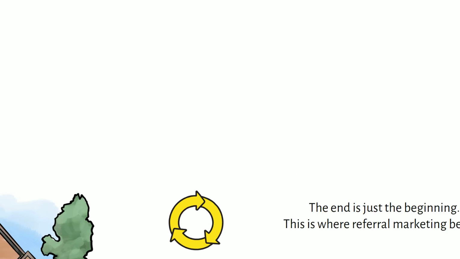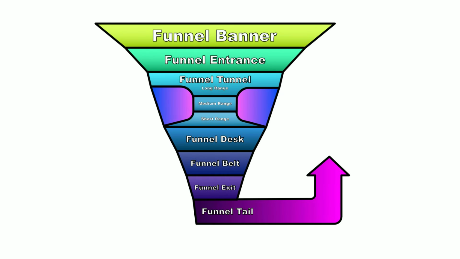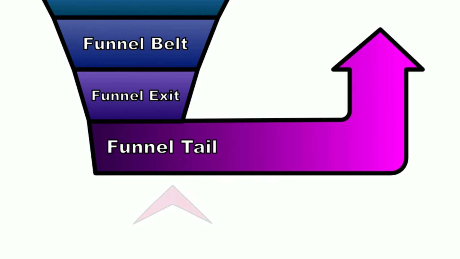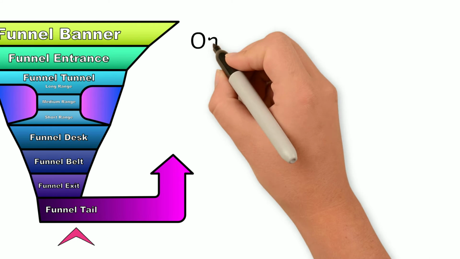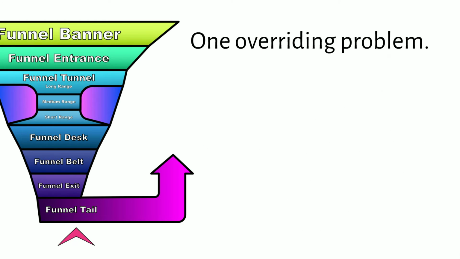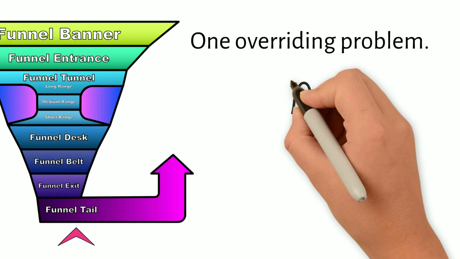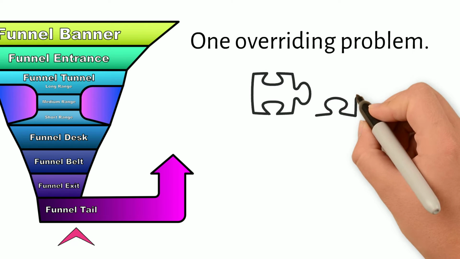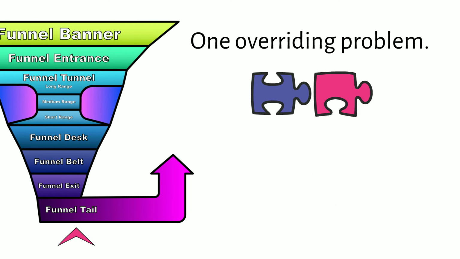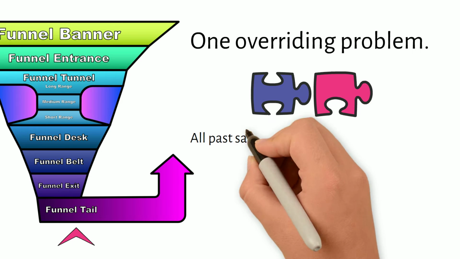Number 7. The category named Funnel Tail refers to the stage of the sales funnel where the salesperson is now going to stay in touch with their past customer so they can benefit from all the work that went into offering them their services. But there is one overriding problem that all salespeople and businesses have at this stage. All of their promotional content is no longer relevant to their past customers' current interests.